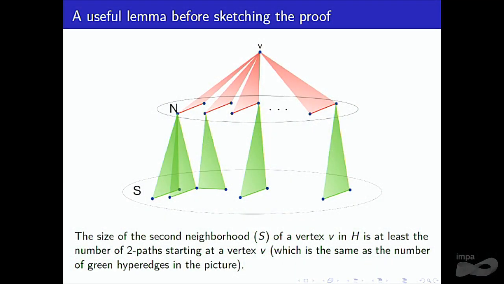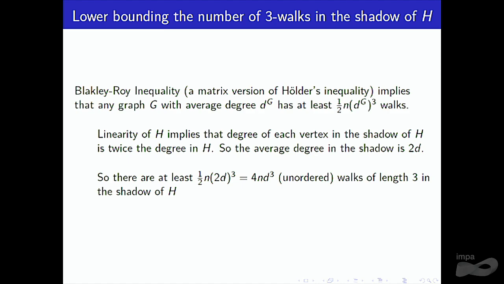And with this trick, and by the assumption that the minimum degree is d over 3, we can bound the maximum degree, which also I'm not going to go into the details here. So now, lower bounding the number of 3 paths. We start with lower bounding the number of 3 walks. The Blakley-Roy inequality is a matrix version of Hölder's inequality, and it implies that a graph with average degree d_G has at least this many walks.